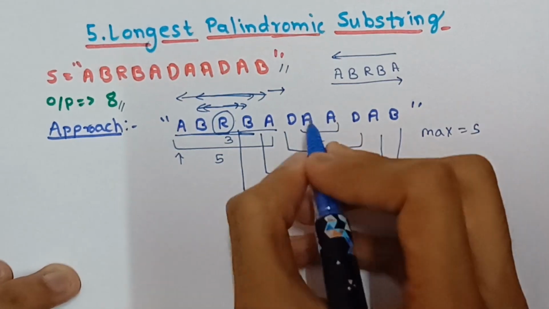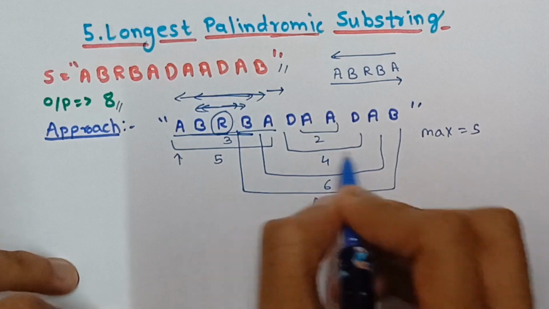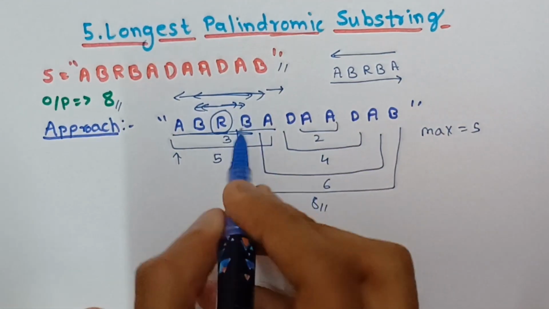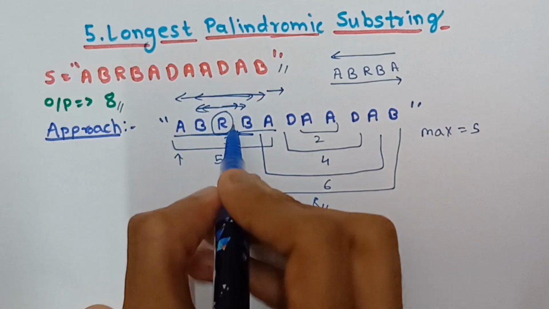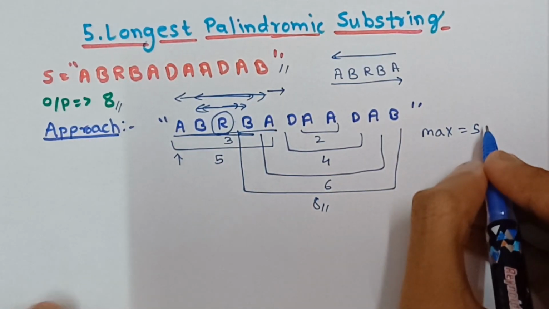Now for example here comes A. This is a palindrome. By checking left and right, left and right, left and right, we will find the longest palindrome. Now here we find 5. Before that we will find 3. Then the maximum between 3 and 5, we will keep our answer as 5.